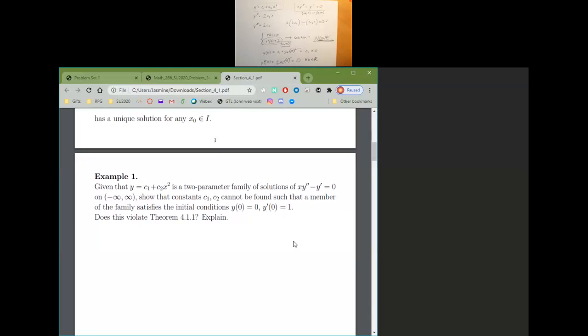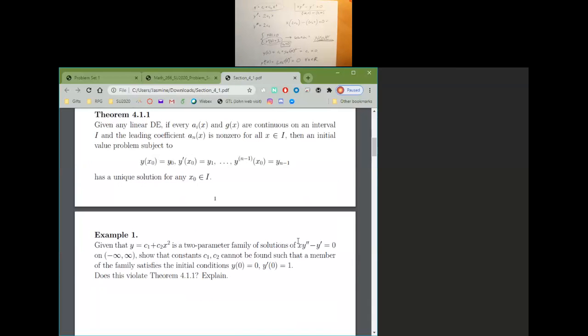Sorry, I'm a little confused. So in the example, it says that the interval is -∞ to infinity, right? And x is 0 within that interval. I don't see how that doesn't violate the, yeah, so go ahead. The trick here is they gave you true information, but they stated it misleadingly. This is a 2-parameter family of solutions on this interval. That's true.